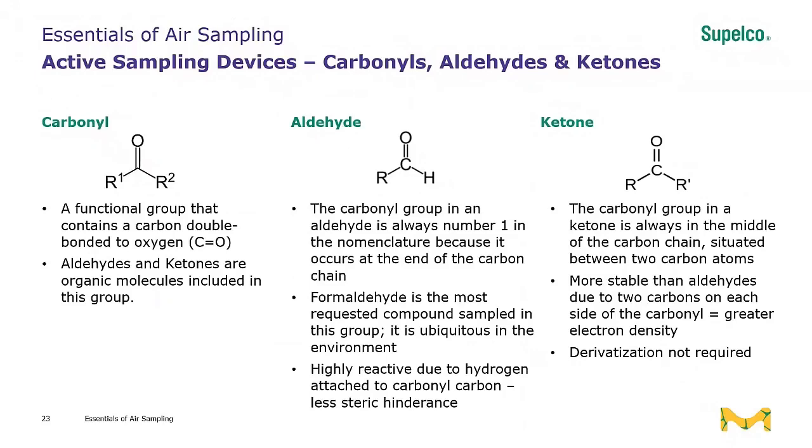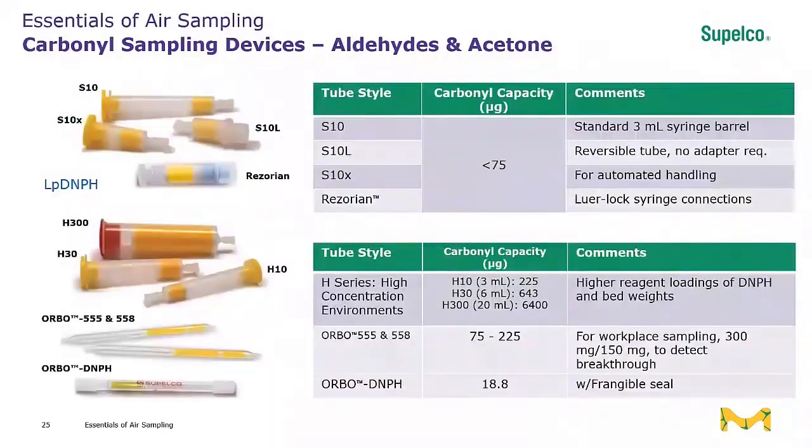Therefore, for the ketones, derivatization is not required because it is a more stable type compound. There are many different devices available for sampling of carbonyls, particularly aldehydes and acetone in air, using devices that contain a silica gel or florisil adsorbent that is coated with 2,4-dinitrophenylhydrazine, or 2,4-DNPH, reagent. And the tube styles vary, as well as a selection of devices available by carbonyl capacity.